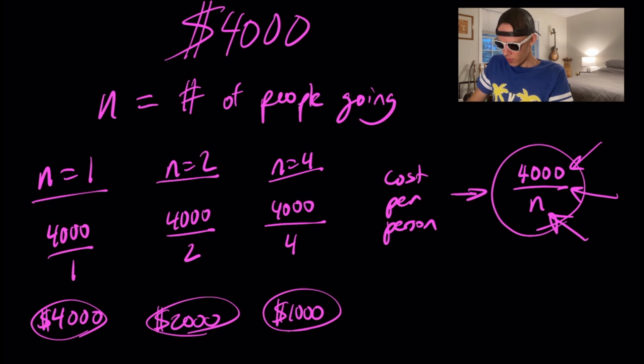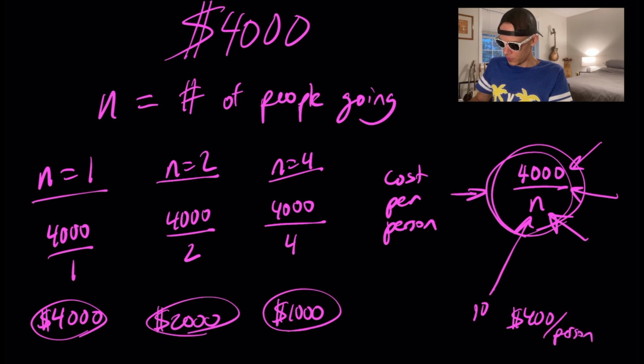So one thing that this allows us to do is it gives us a really easy formula, and we can just plug in whatever number of people we want to imagine going on this trip. Maybe it's 10 people, so we would plug in 10 there for n and do 4,000 divided by 10 and get $400 per person. So not only does it give us a really short formula, but it shows us that as the number of people going increases, the cost per person goes down.